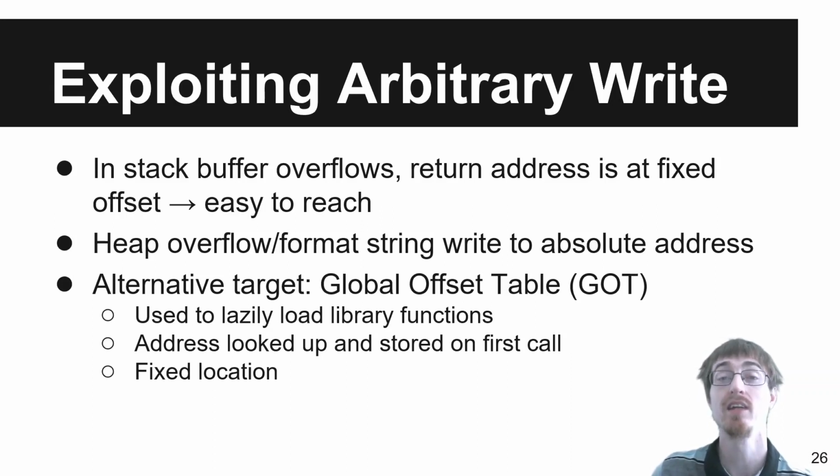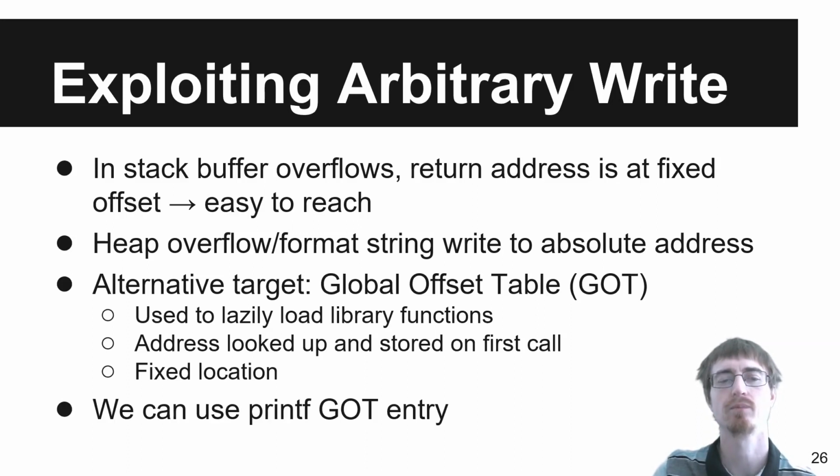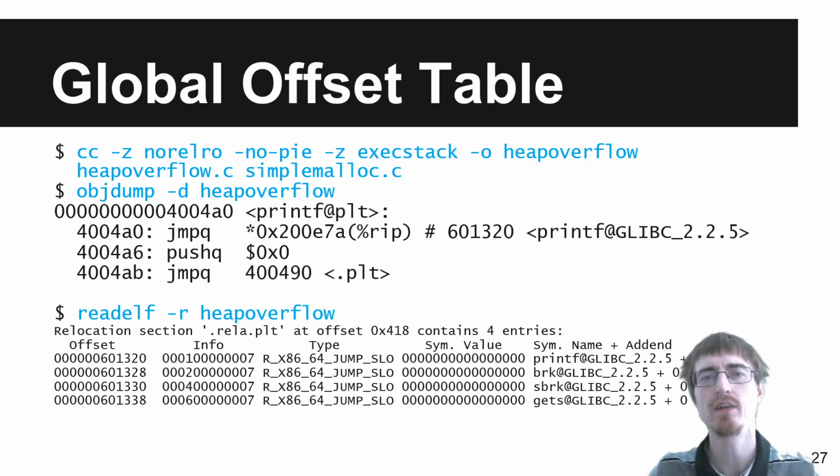Well, this means this pointer is in a fixed location, and whenever we change it, the next time we call this function, printf in this case, we will instead call whatever pointer we put there. So we can use this to get to our shellcode. Now, in this case, for this program, we have a printf call at the end, which we can use to hijack. So we hijack the printf GOT entry, and at that point, when we call printf, we go to our shellcode instead. Now we need to know where this GOT entry actually is.